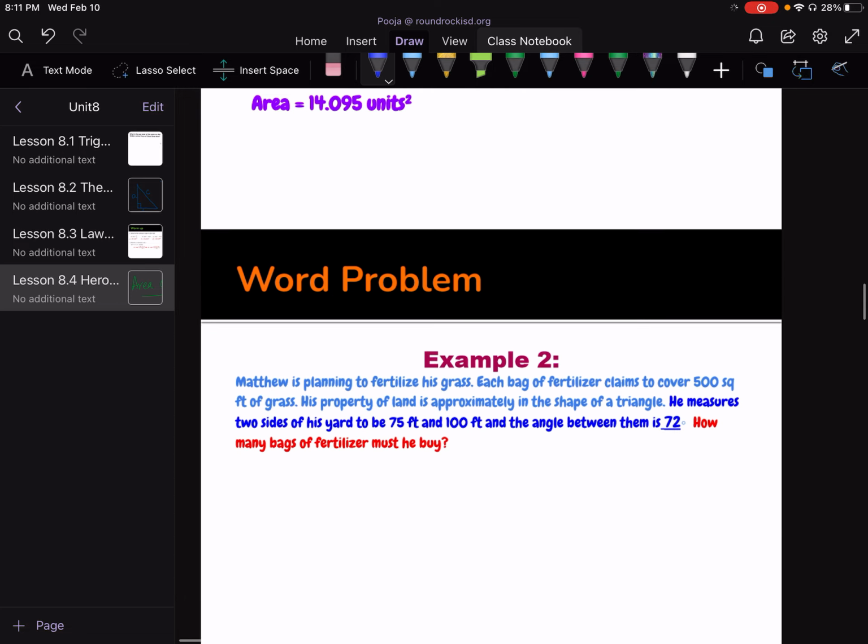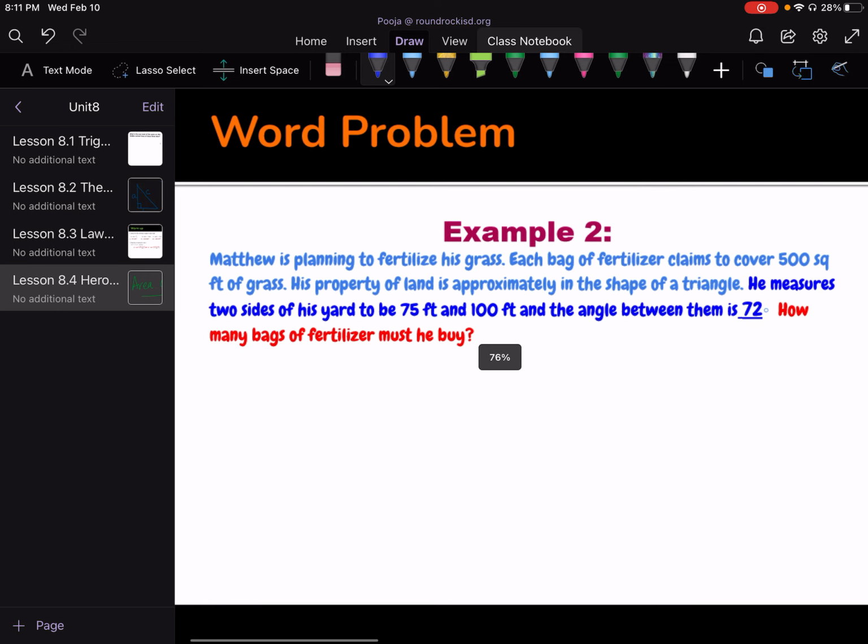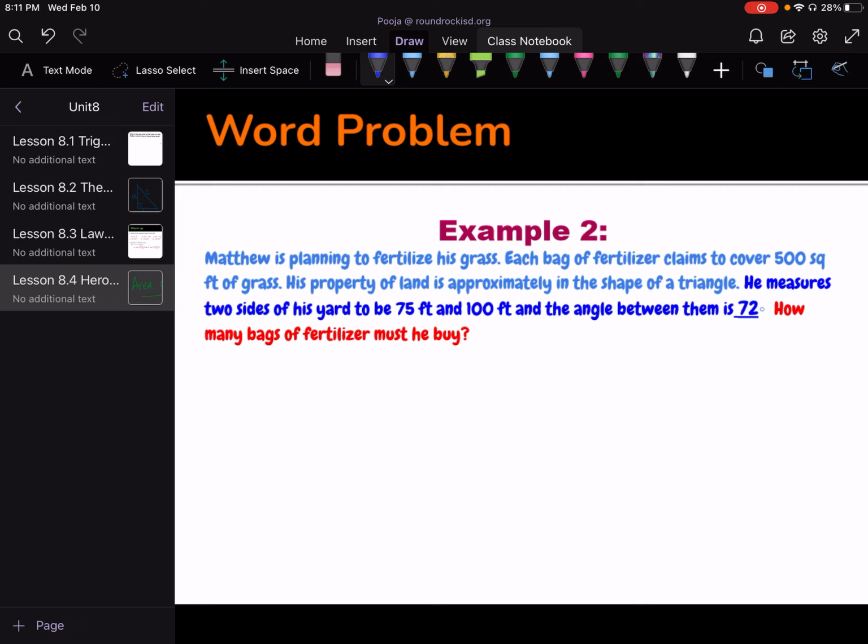All right, let's see. Here's another word problem. Let's see what type it is and what they are asking me. Matthew is planning to fertilize his grass. Each bag of fertilizer claims to cover 500 square feet of grass. So given one bag of fertilizer, it can take care of 500 square feet of grass.